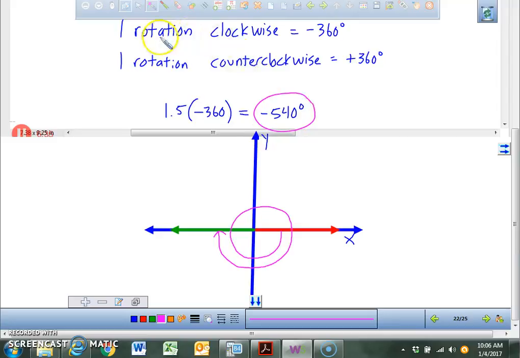Okay? By the way, you're either going to be multiplying it by negative 360 or multiplying it by positive 360. That's why I want you to have this in your journal, in case the question says, I want three rotations clockwise, or I want three rotations counterclockwise. You're going to have two different answers. One's going to be positive, one's going to be negative, depending on what it is. Okay? You guys should be able to figure out number 6 on your own.